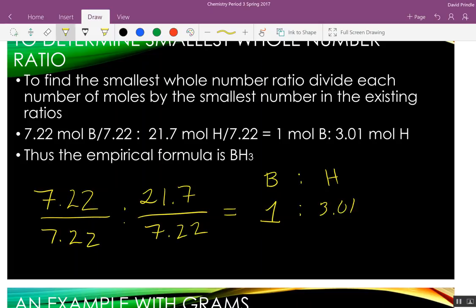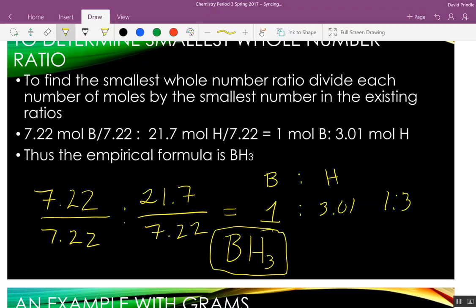So the ratio is 1 to 3, which means for every boron, you have 3 hydrogens. And that's the empirical formula. Tomorrow we'll talk about molecular formula, which gets it into the final form. But for today, all you're going to be doing is figuring out empirical formulas.